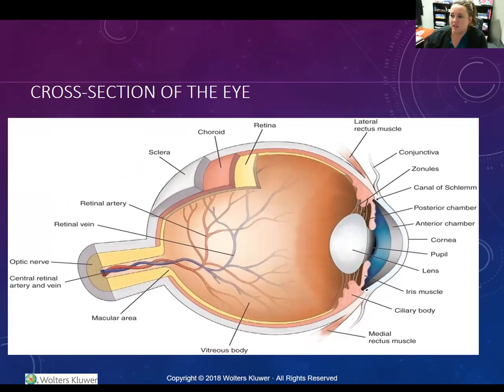Those help us to focus the light rays on the back of the eye, which is the retina. And then we have the optic nerve, which transmits what we see with our eyes to our brain. And the retina is an extension of the optic nerve. Viewed through the pupil, the landmarks of the retina are the optic disc, the retinal vessels, and the macula. The point of entrance of the optic nerve into the retina is called the optic disc.